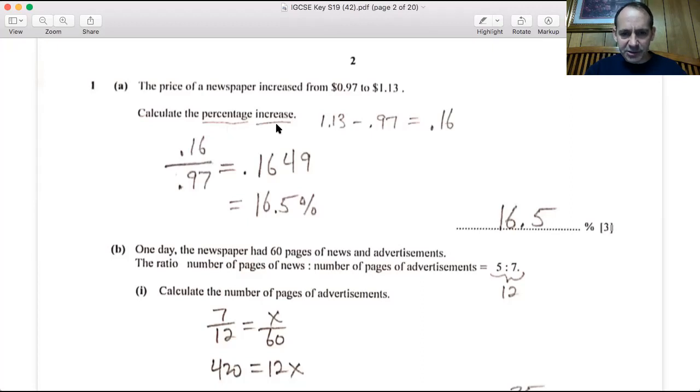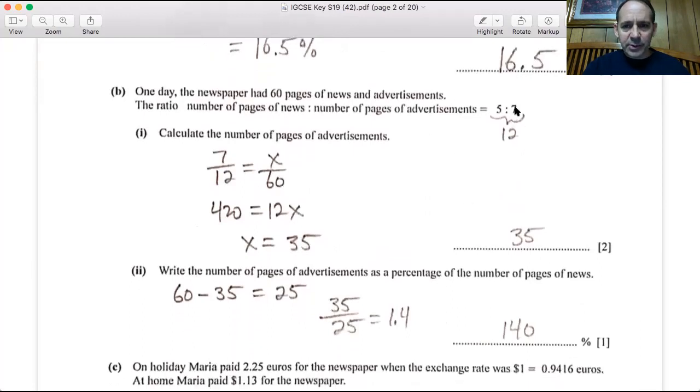Calculate the percentage increase. So if you've been watching my videos, we've seen this question type show up just about every test set. So we have an increase, so that means we need to subtract the highest minus the lowest, means it increased by 16 cents. And then percentage increase means we're going to divide that 16 cents by the original cost, 0.97, and we get 0.1649. And since we want it as a percent, we move that decimal place over twice. And we also want three significant figures, making it 16.5%.